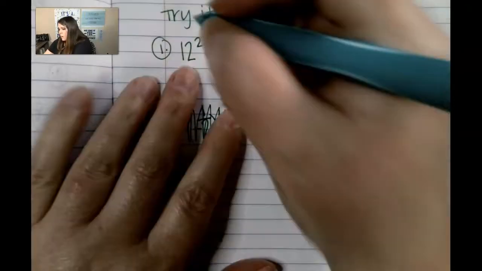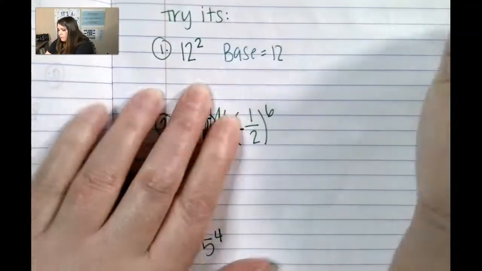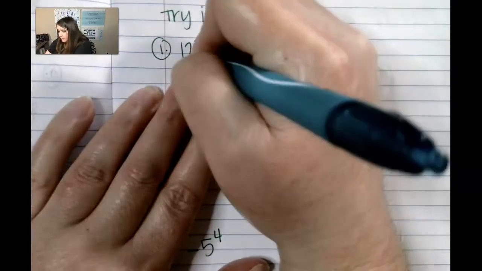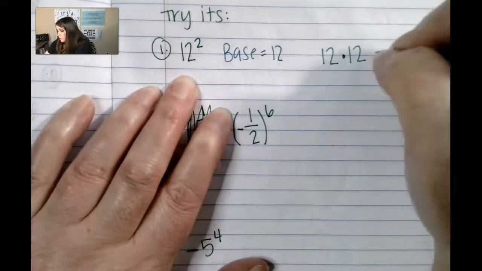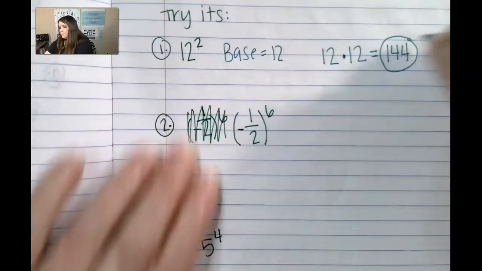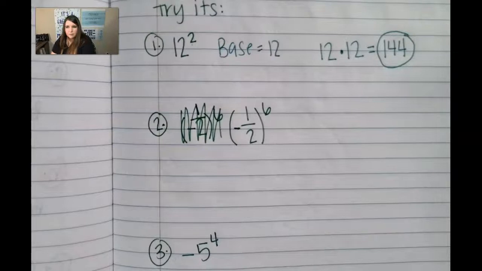All right, in number 1, our base is 12. And so the 12 is multiplied by the 12 twice. Our exponent is a 2, so 12 times 12 is 144. All right, how did you do on that problem?